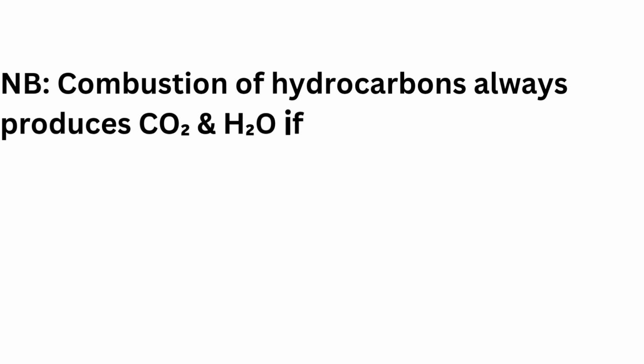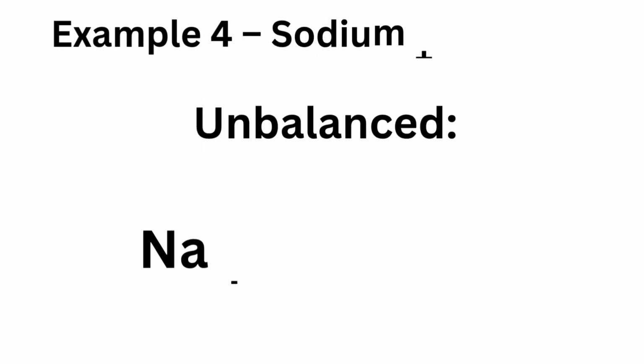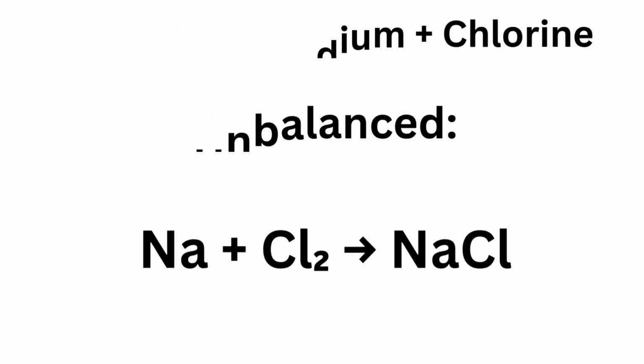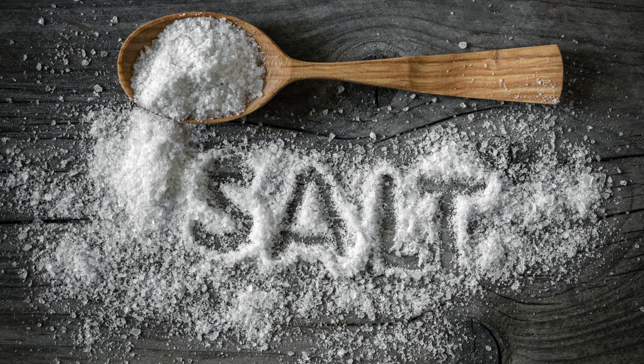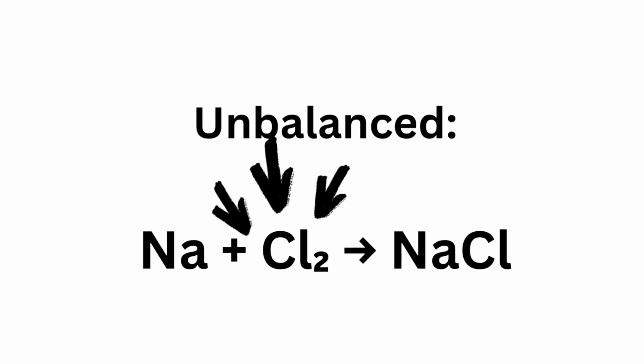Now for our fourth equation, we are going to balance the equation for the classic reaction between sodium and chlorine to form sodium chloride. Sodium chloride is our regular table salt. This reaction is a simple combination of a metal and a halogen to form ionic salts.